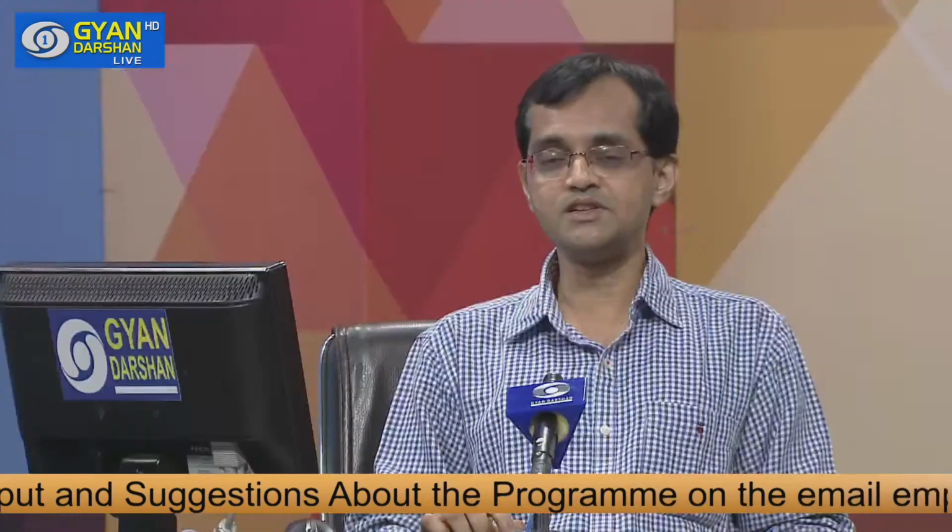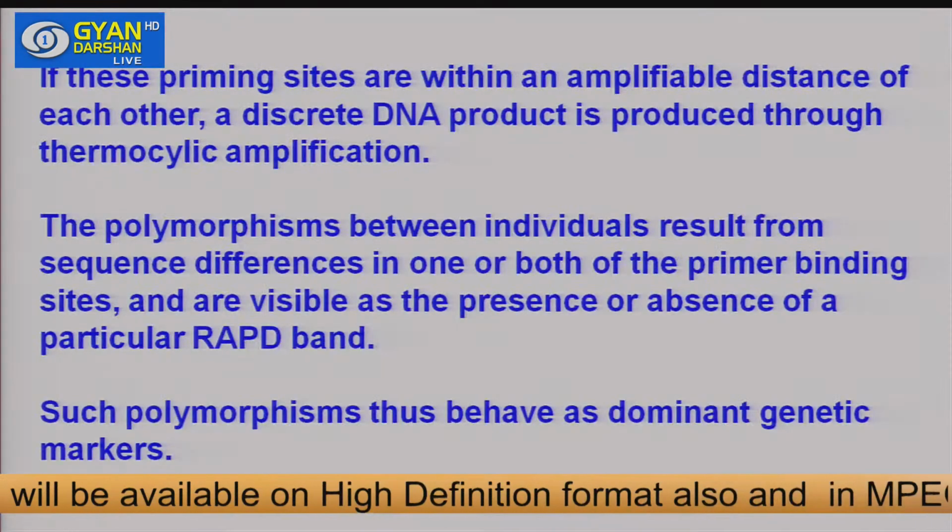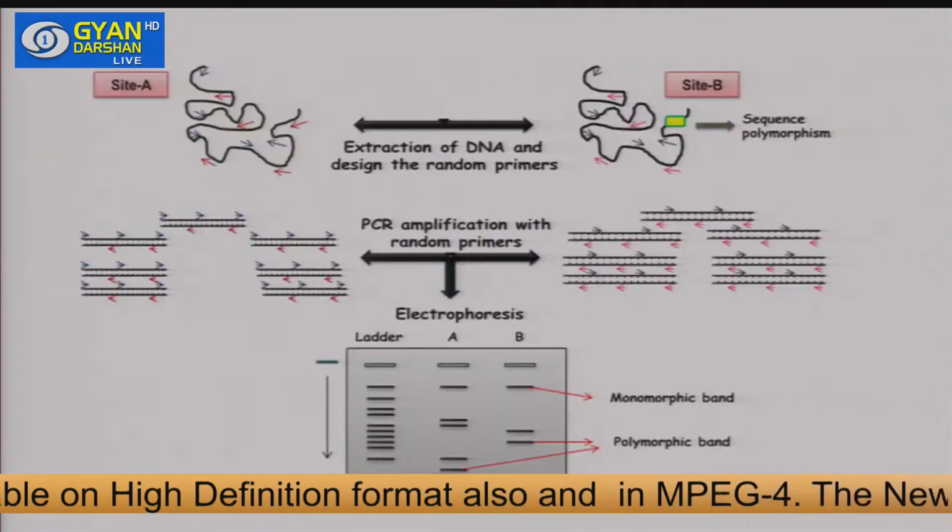You can compare between different samples. Therefore we call it a polymorphism, because you may not find the same profile in all the samples, so that there are polymorphisms. Such polymorphisms are actually being made use of in the RAPD technique.